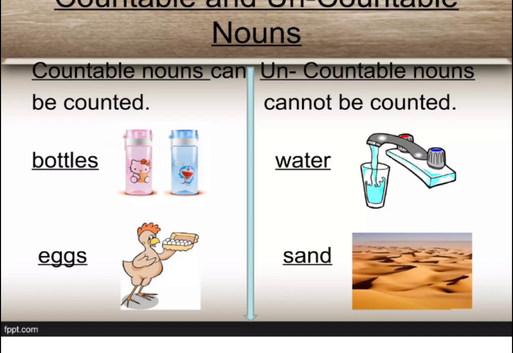Countable and uncountable nouns. Countable nouns can be counted, such as bottles, eggs. Uncountable nouns cannot be counted: water, sand.